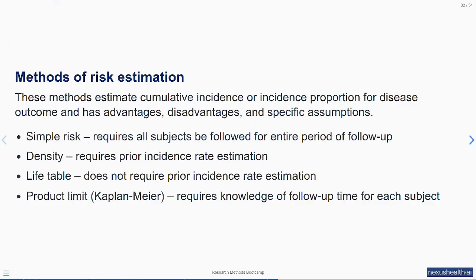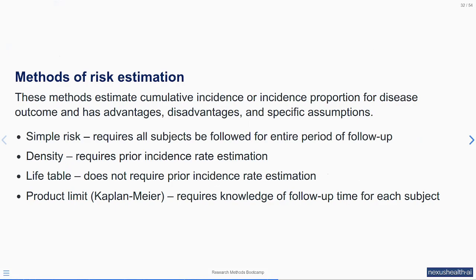What are the methods of risk estimation? We have the simple risk, which requires all subjects to be followed for an entire period of time of follow-up. And then we have the density, which requires prior incidence rate estimation. And then we have the life table methods. And then the product limit, the Kaplan-Meier method, which requires knowledge of follow-up time for each subject. Now, these methods help us to estimate cumulative incidence or incidence proportion for disease outcome.